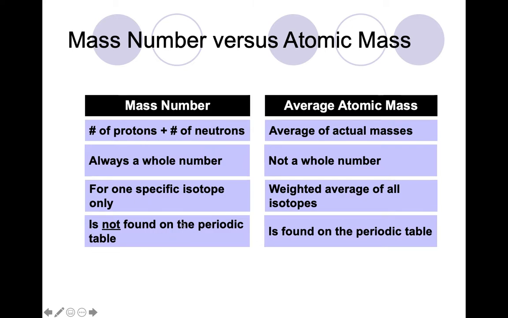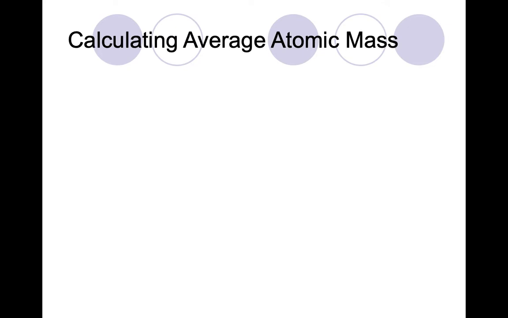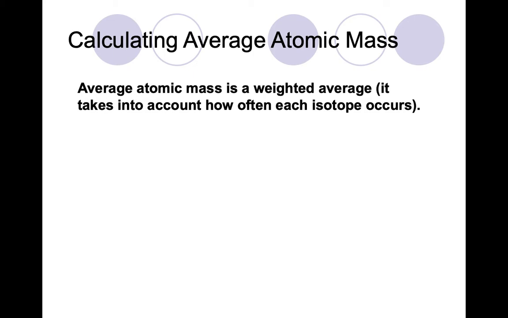Okay, and this number will never be found in the periodic table. So how do we calculate the average atomic mass of isotopes altogether? When we want to take the weighted average, normally when we talk about averages, we add them all together and divide by how many you have. This is a little bit different. This is not exactly the same.